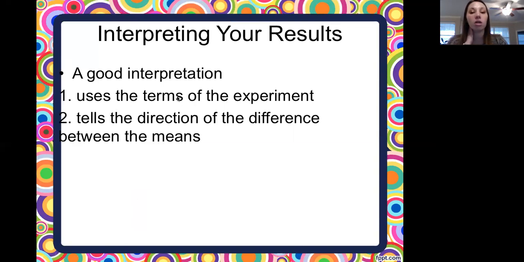Well, we want to use the terms of our experiment. We want to tell the direction of the difference between means. So you might say something like this. When we have our project, and at the end I ask you to write a sentence, you might say something like this: the null hypothesis was rejected.